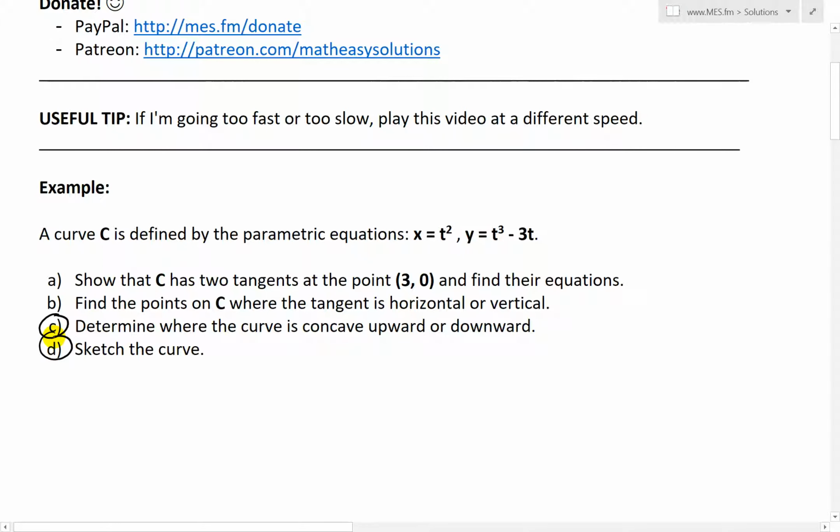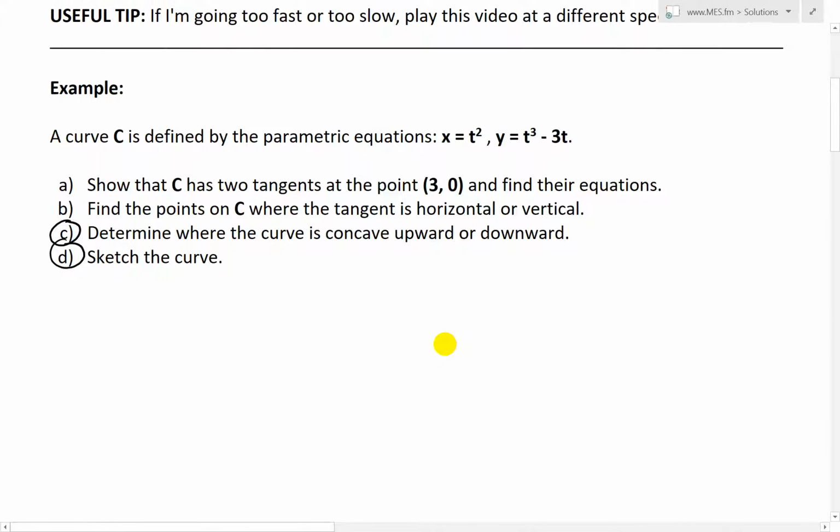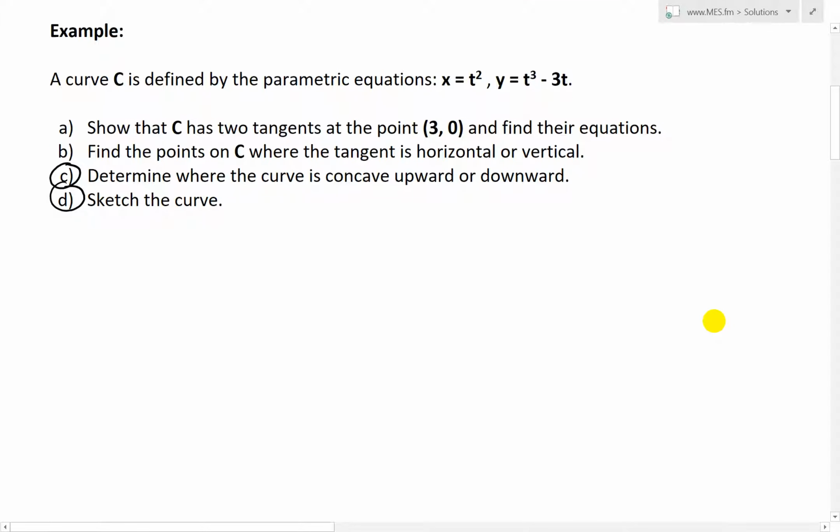And again, recall the example states a curve C is defined by the parametric equations x equals t squared and y equals t cubed minus 3t. From the first part of the question, I showed that there were two tangents at the point (3, 0). And in part B, I showed the points where the tangent is horizontal and the points where it's vertical. Now part C says determine where the curve is concave upward or downward, and then part D is put all the parts together and sketch the curve.